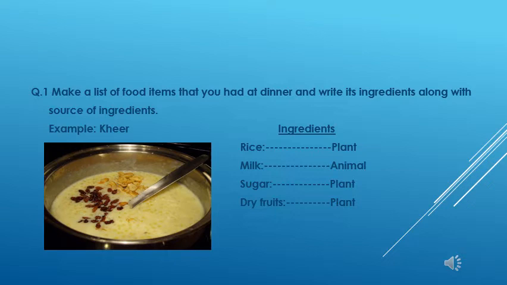Fine. Now the example is, for example, I have taken kheer as a dessert in my dinner. Now what are the ingredients of the kheer? Rice, milk, sugar and dry fruits. Now we obtain rice from plants, milk from animals, sugar from plants, dry fruits from plants. So in this way you have to write the different food items that you have taken in your dinner, and also write the sources from where these ingredients are obtained.